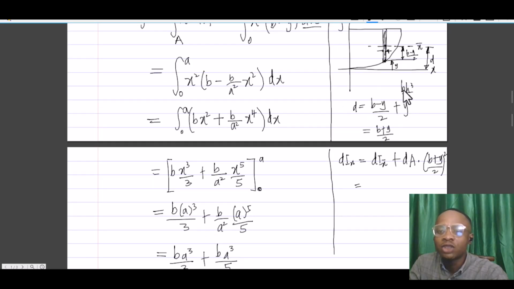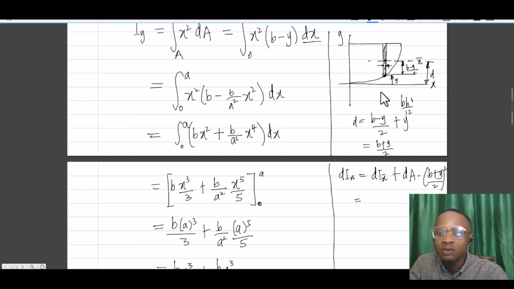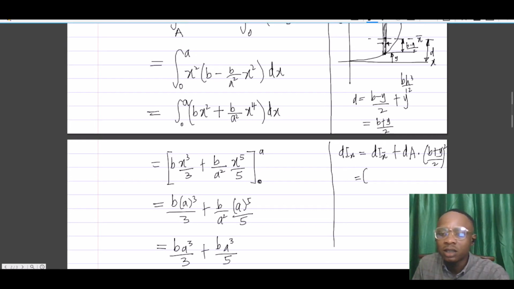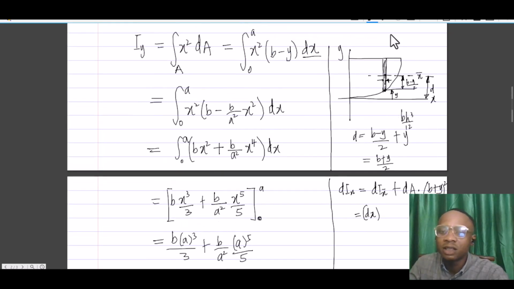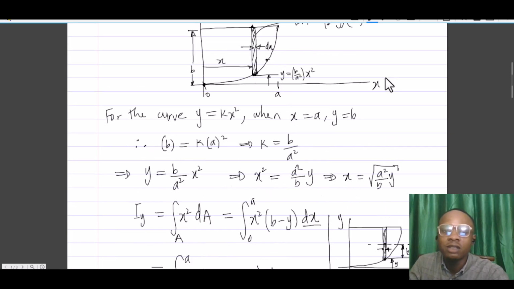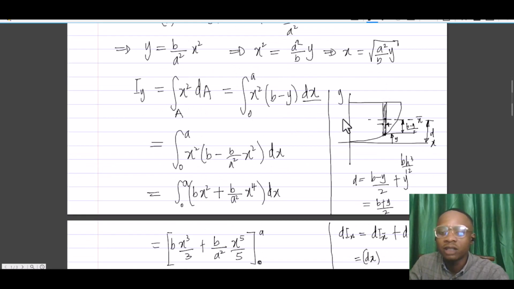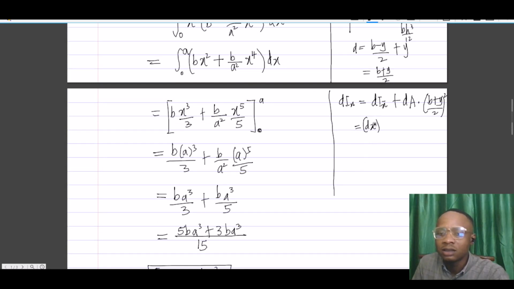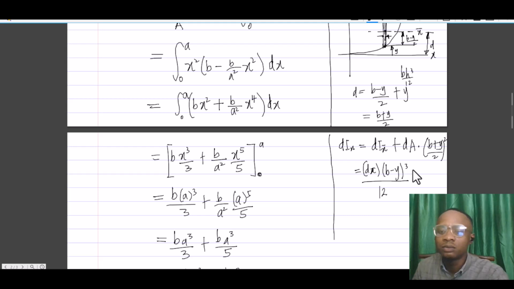For a rectangular strip, we know that it should be bh cubed over 12. So b in this case is this base, which is x. Then h cubed, that is this vertical height raised to the power of 3, and that vertical height is b minus y. So we can put this as x times (b minus y) to the power of 3, divided by 12. Then we add it to whatever we have here, plus the A. So what is the A?